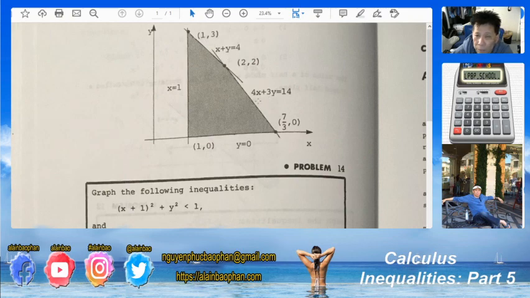But then we still have 4x plus 3y equal 14. So it's this area right here that we need to find the straight line for. Let's say x equal 0, then 3y equal 14, so y equal 14 over 3.